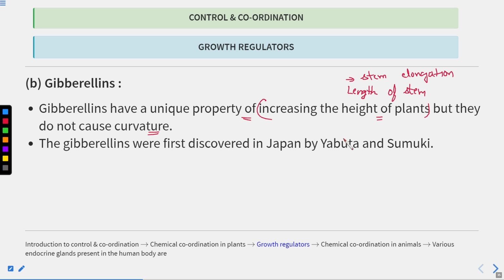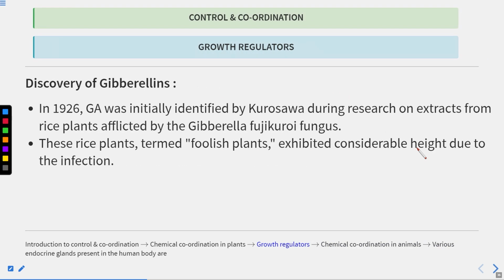Now, the gibberellins were first discovered in Japan by Yabuta and Sumuki. Now, let's talk about how gibberellins were discovered. In 1926, gibberellic acid was first initially identified by Kurosawa. He was doing research on extract from the rice plant affected by the fungus Gibberella fujikuroi. So these rice plants were infected by the fungus. What was happening? These rice plants were exceptionally tall.